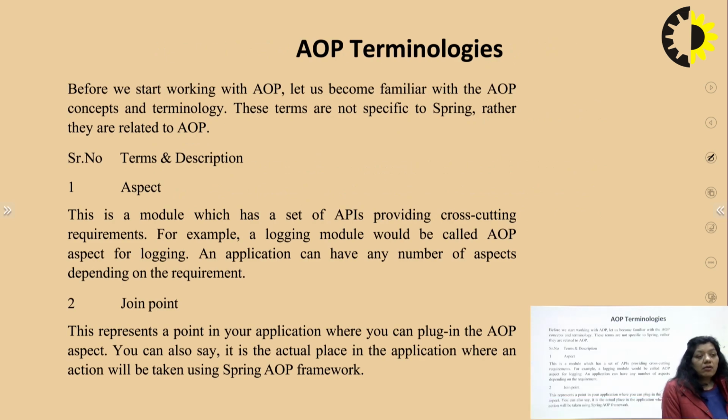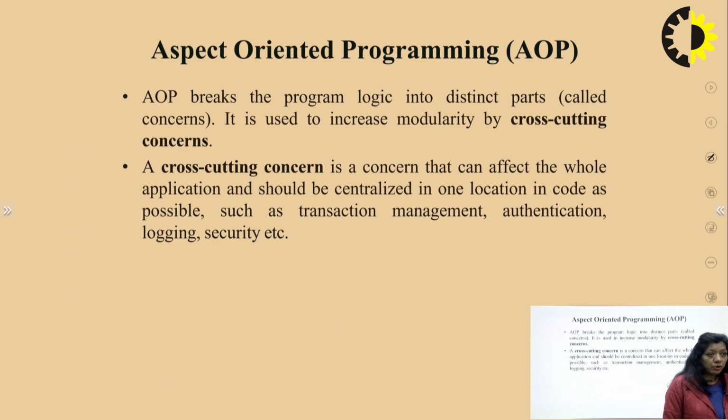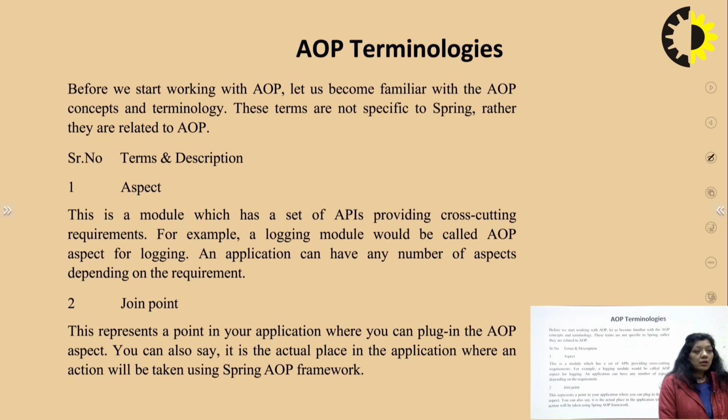Now, what are the terminologies used in aspect-oriented programming? Aspect-oriented programming terminology. First one we have aspect, and second one join point. What is aspect? Basically, an aspect is a module which has a set of APIs providing cross-cutting requirements. For example, a logging module would be called an AOP aspect for logging. An application can have any number of aspects depending on the requirement.